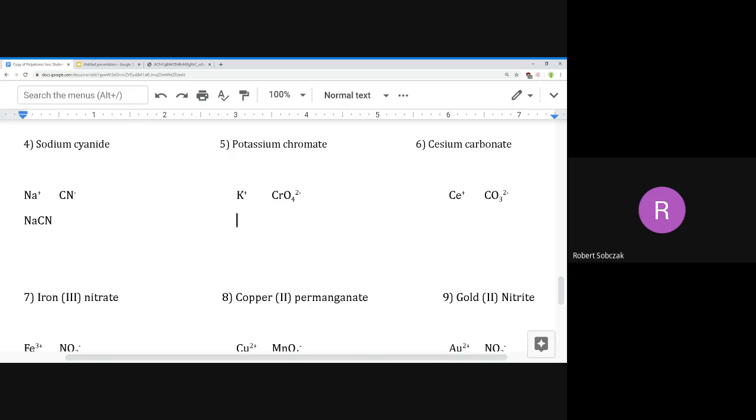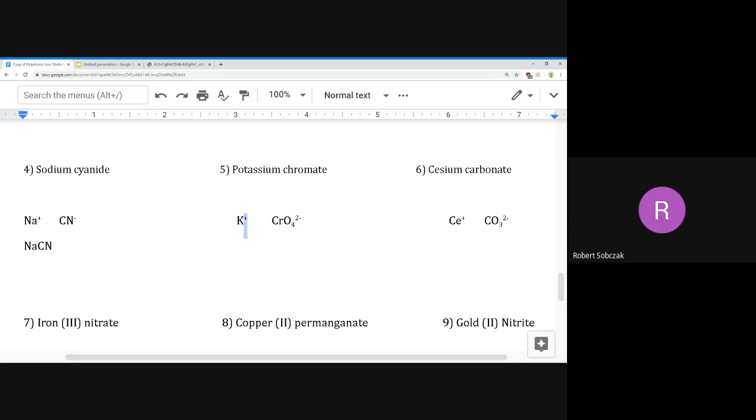Number 5 looks a lot like numbers 1 and 2, where we have a charge of +1 on our potassium. We have a charge of -2 on our polyatomic ion, this CrO4. The 2 is going to come down to the left and attach to the potassium. This 1 is going to attach to our chromate ion and disappear because it's a 1. So we get K2CrO4.